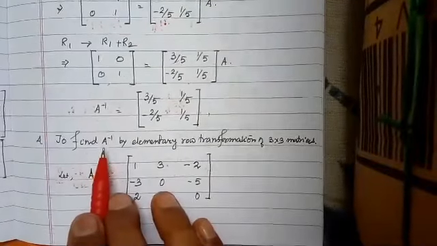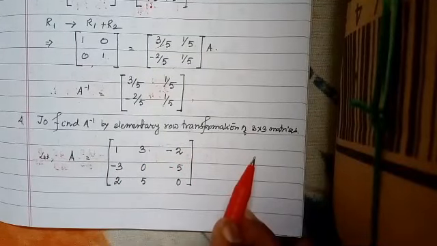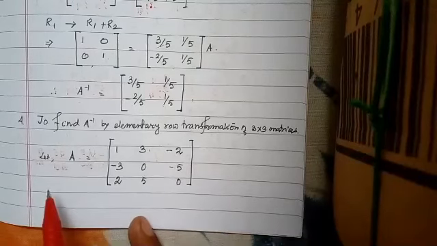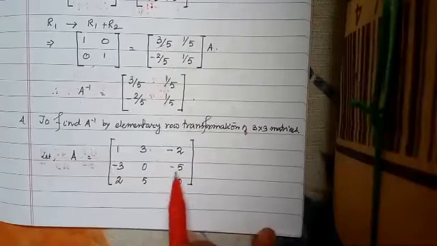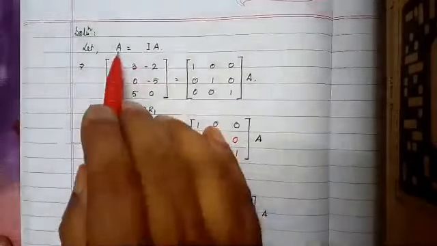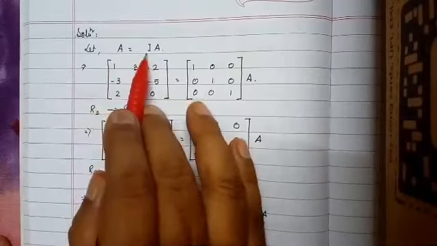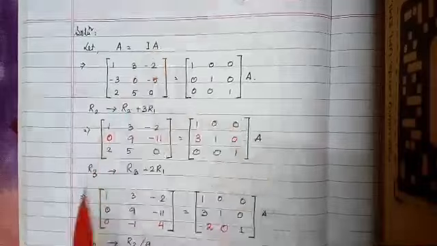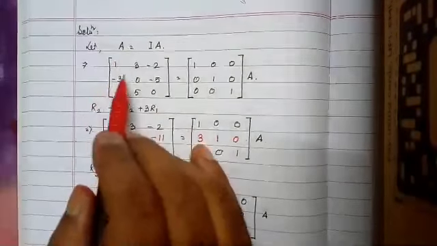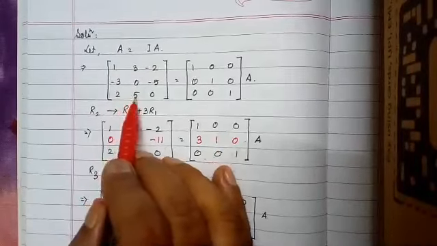Now to find A inverse by elementary row transformation of 3 order matrices, let A is equal to 1 3 minus 2, minus 3 0 minus 5, 2 5 0. Now solution: let A is equal to I into A. In case of row operation, we have to write A is equal to I into A. In case of column operation, we have to write A is equal to A into I. Okay. Now A means the matrix given, 1 3 minus 2, minus 3 0 minus 5, 2 5 0.